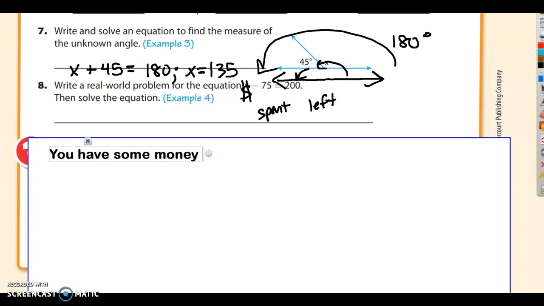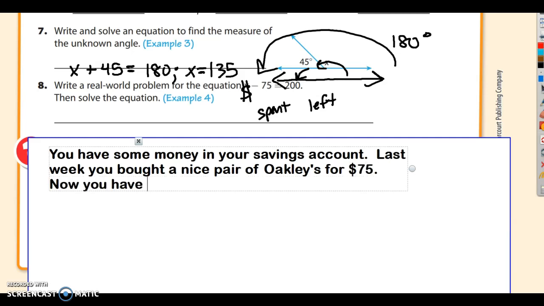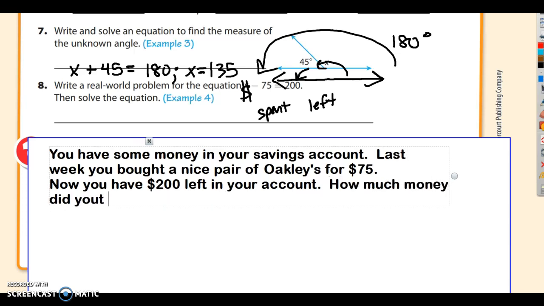you have some money in your savings account. Last week you bought a nice pair of sunglasses. Let's call them Oakleys just for fun. For $75. Now you have $200 left in your account. The question would be, how much money did you have before you bought the Oakleys? I think that Oakley's money, I can't tell if it needs to be, yeah, apostrophe.